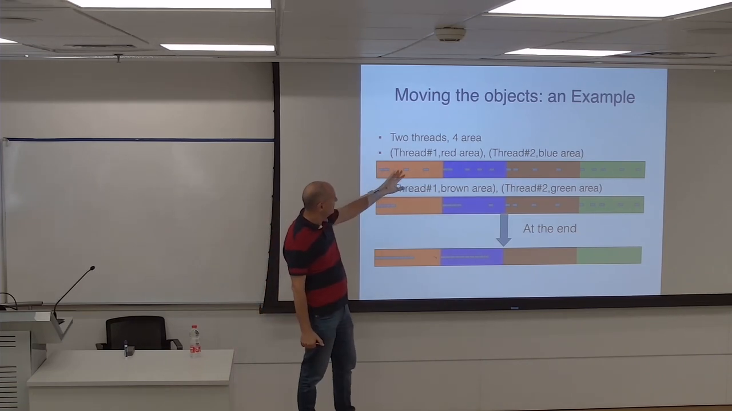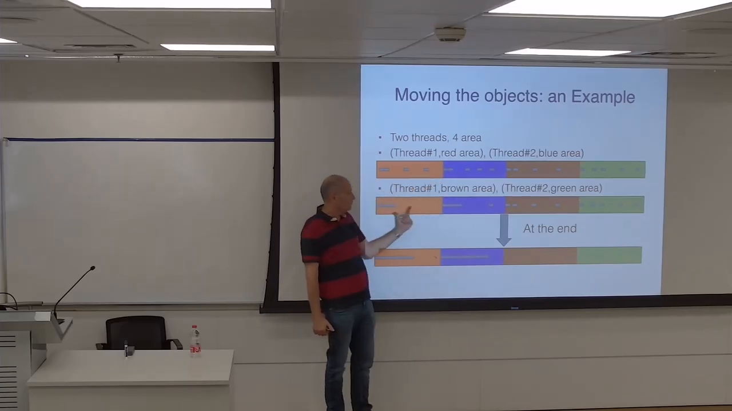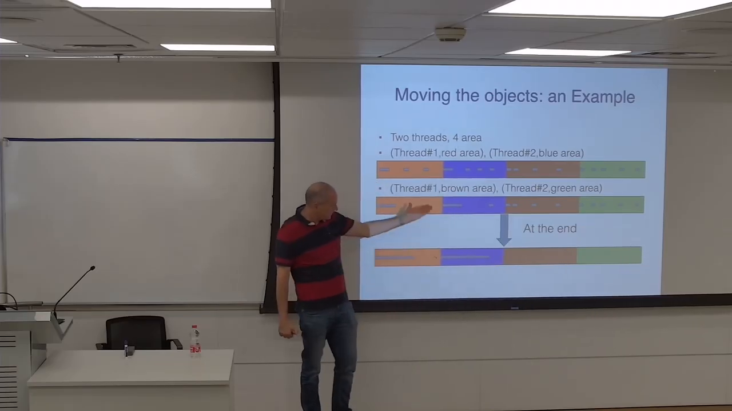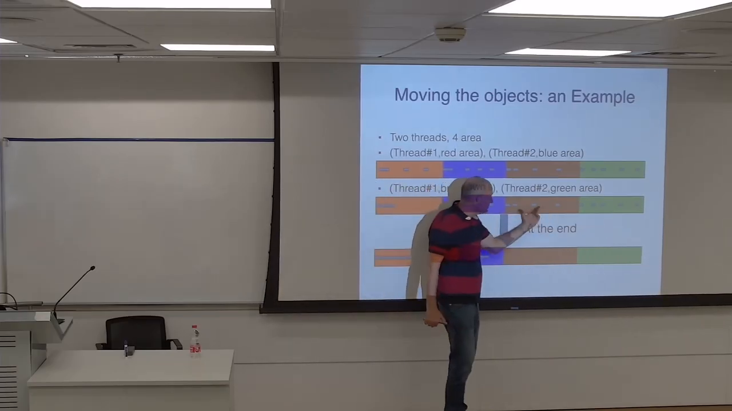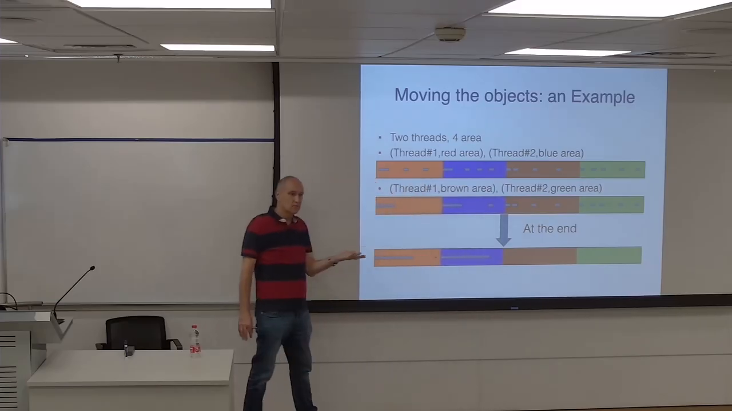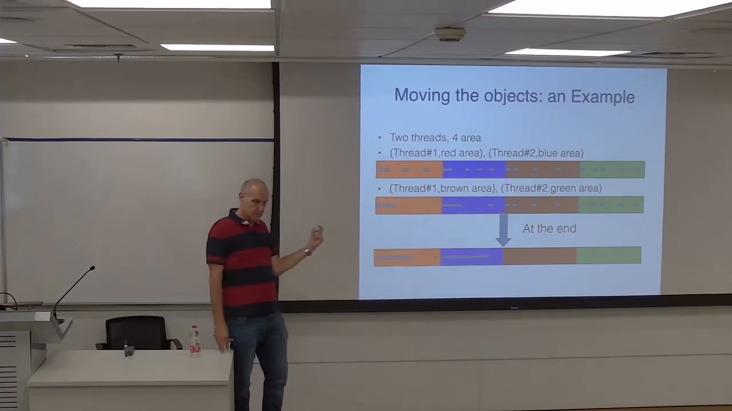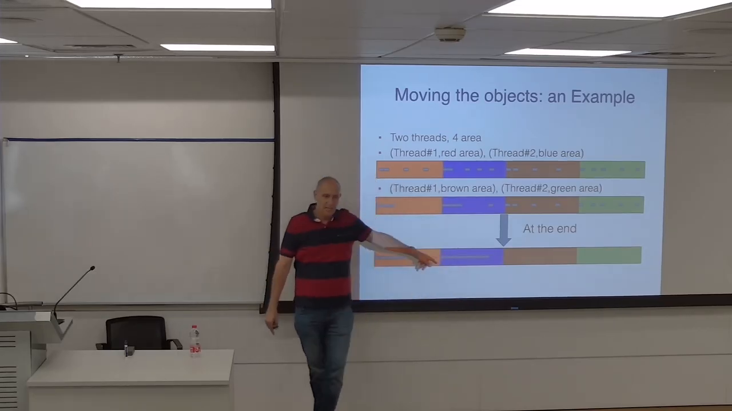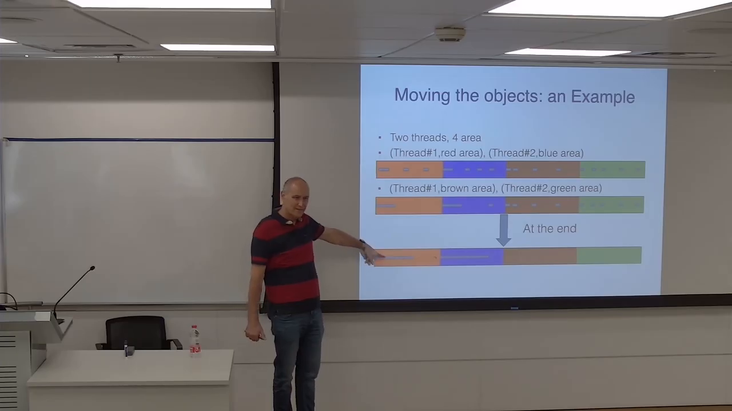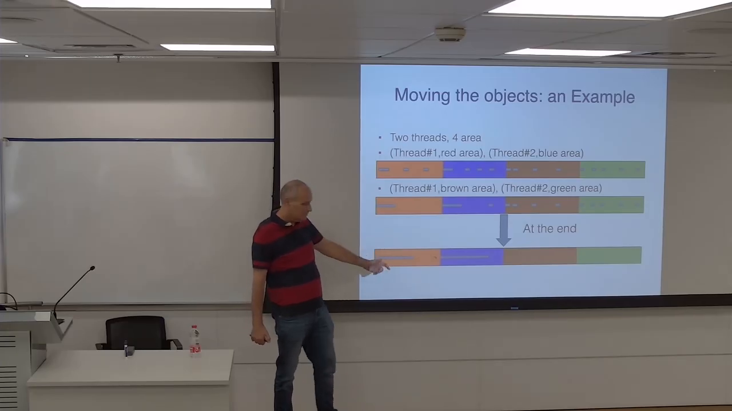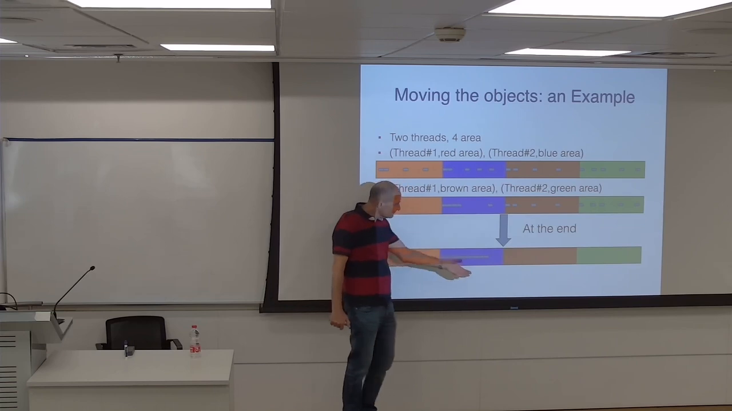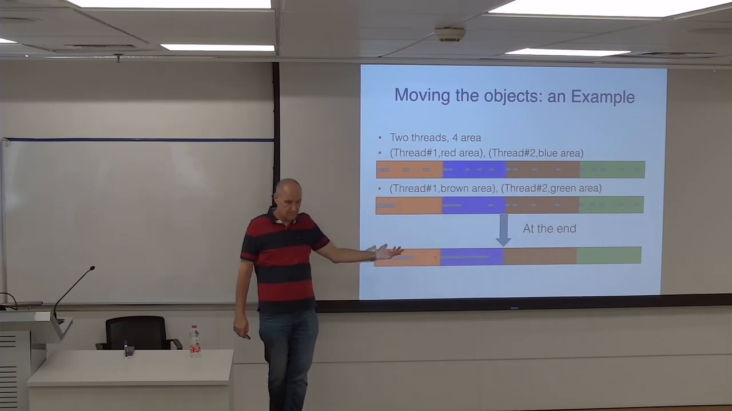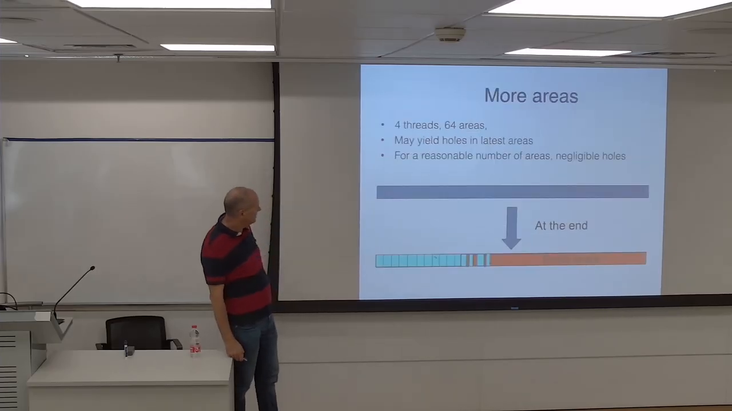So if maybe the first threads are compacting the orange and the blue, then the third thread and the fourth thread just take the brown and the green and add them to the vacant spaces in the orange and the blue. And you see here that it's not completely packed. This is not ideal. There's a hole here, right? But if there are more areas, then there's more chance to fill the spaces in these places.